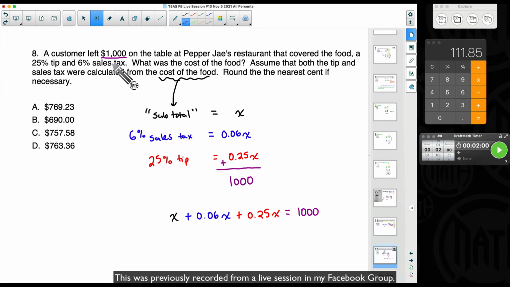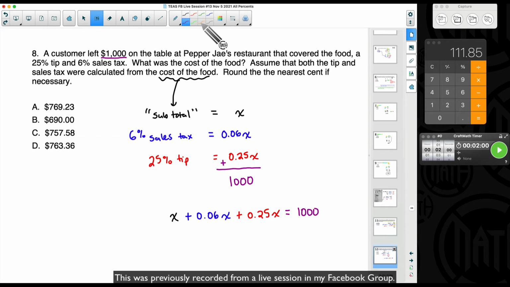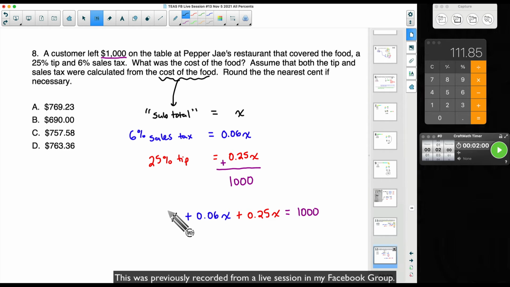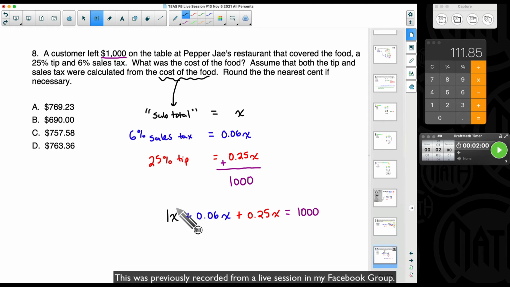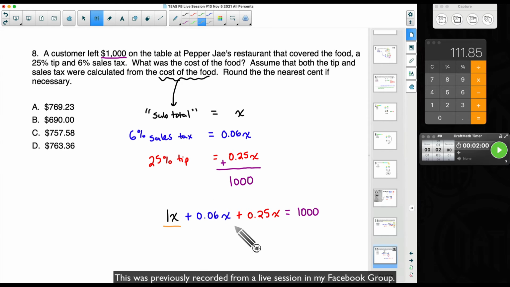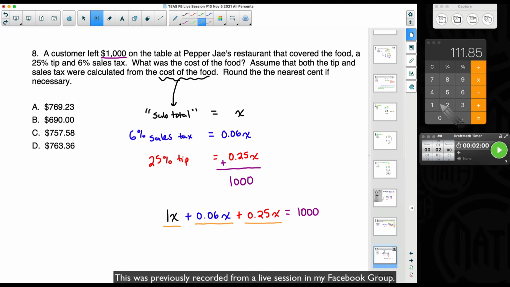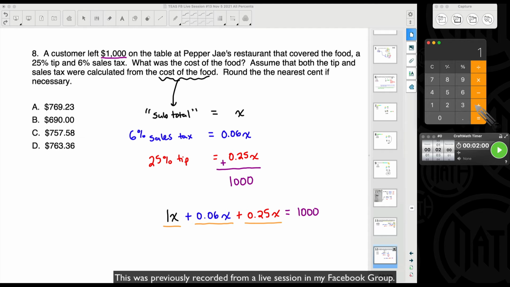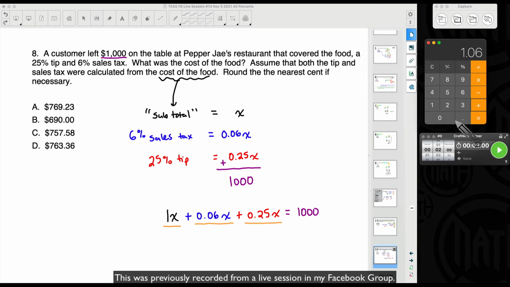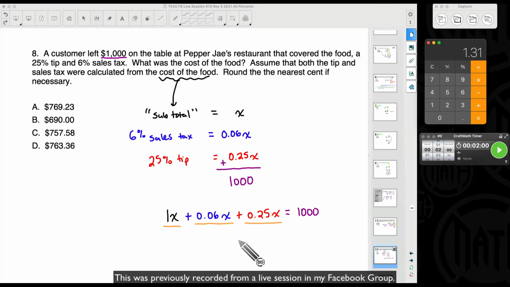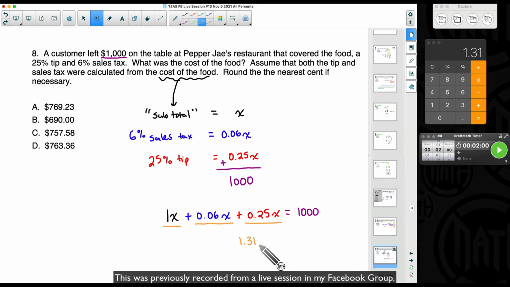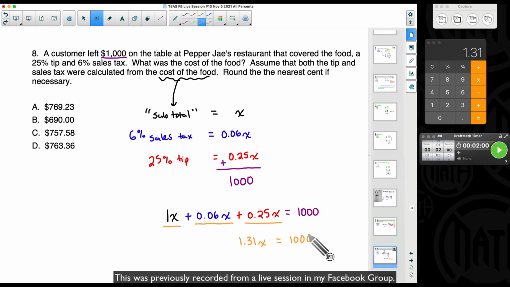So we have an equation that we have to solve here. And this brings in the idea of combining like terms. This is an understood 1 in front of that x. And we're going to combine all three of these. So 1x plus 0.06x plus 0.25x. If you take 1, let me clear my calculator out, 1 plus 0.06 plus 0.25, you get 1.31. So combining all three of these terms, we get 1.31x, and we set this equal to the $1,000.